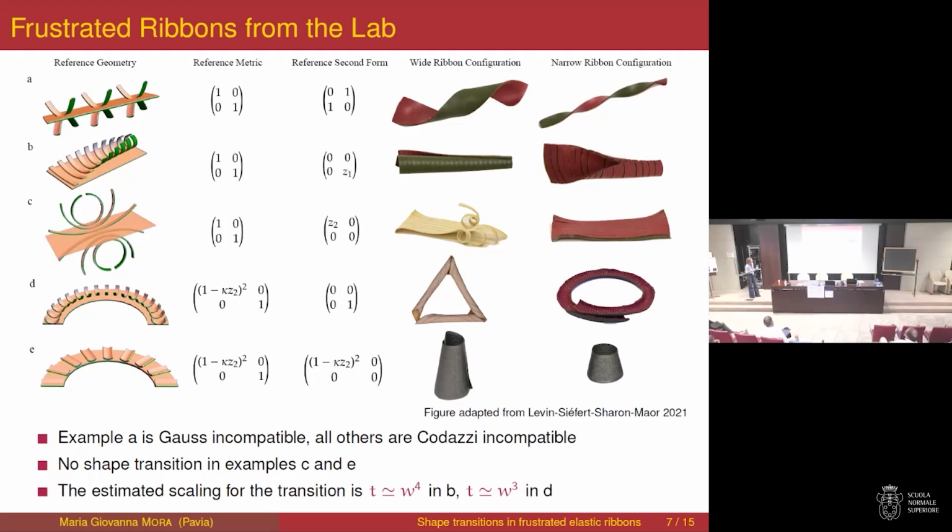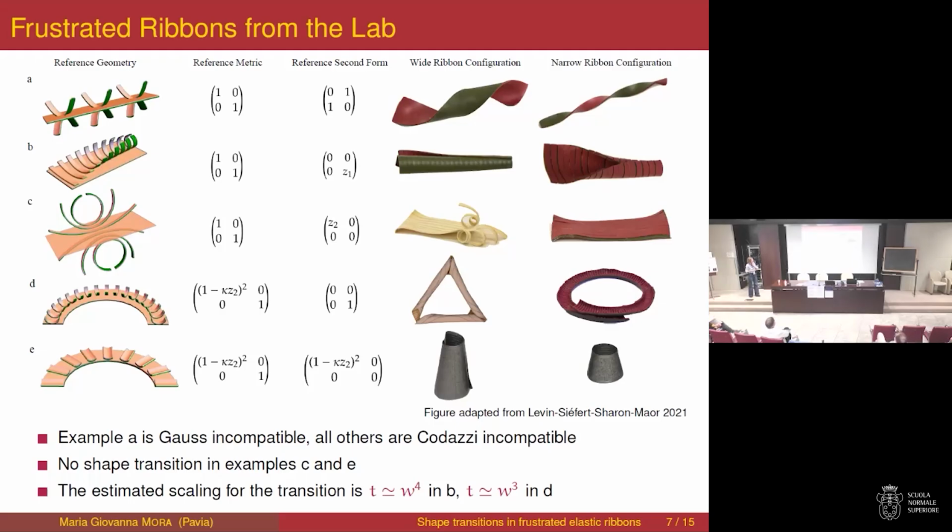In the first example, which is the Gauss incompatible one, it's basically the example we saw for the macromolecules. You see this helical shape that we saw at the beginning and the twisted strip shape that we also saw. All the other geometries are Codazzi incompatible, as I said. In some cases, for instance in examples C and E, there is no visible shape transition when you pass from wide to narrow.